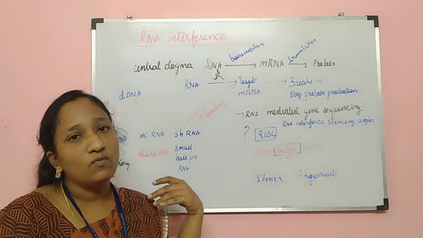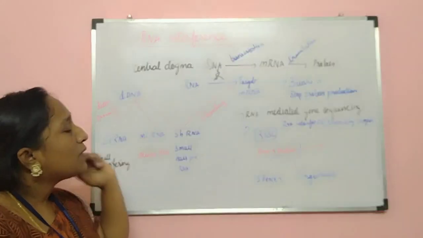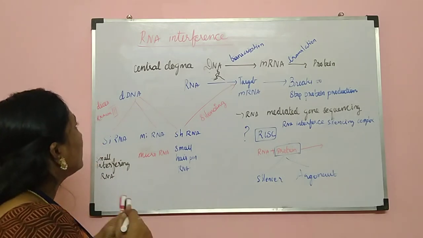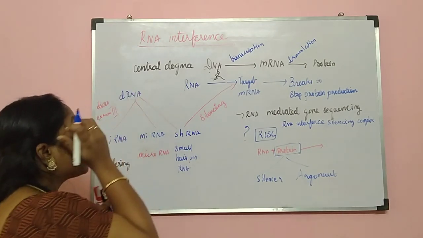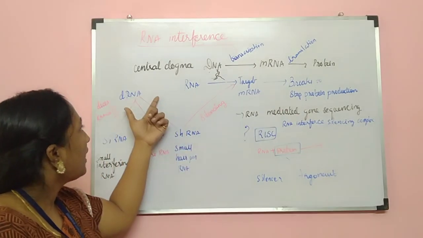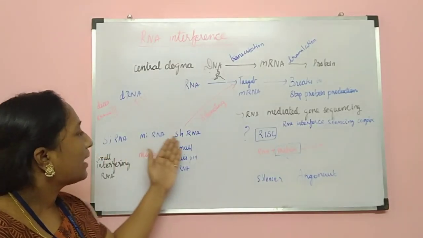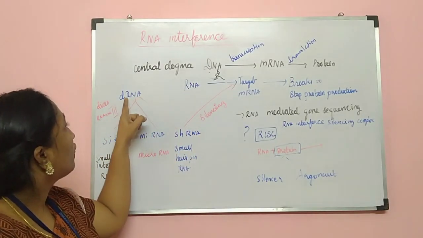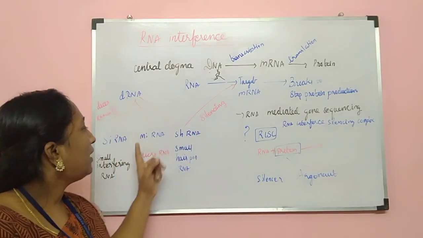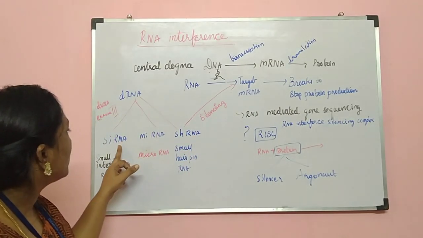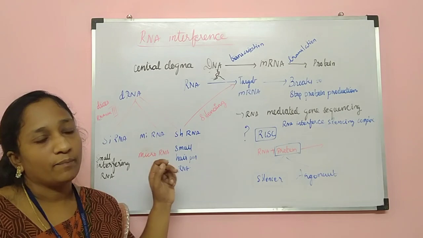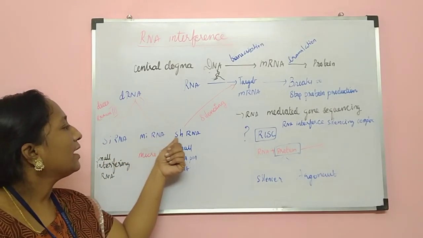What are the things involved in the silencing process? Normally in the cells most RNA is single-stranded. In some cases, there is the formation of double-stranded RNA. If double-stranded RNA is formed, it will be split into three types of RNA. The first one is siRNA, the second one is miRNA, and the third one is shRNA.